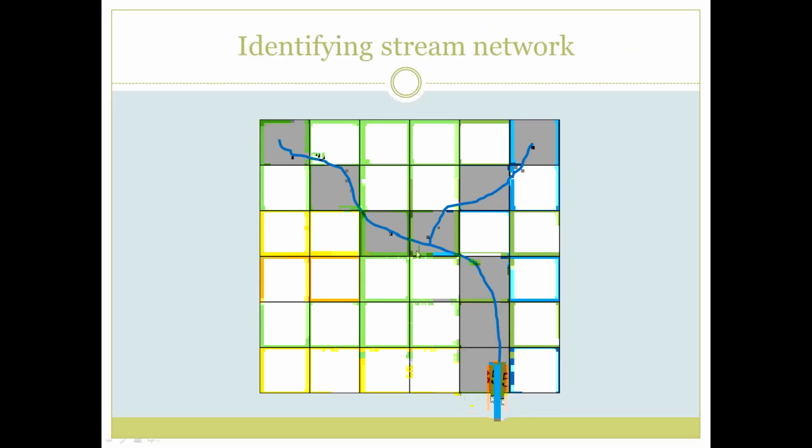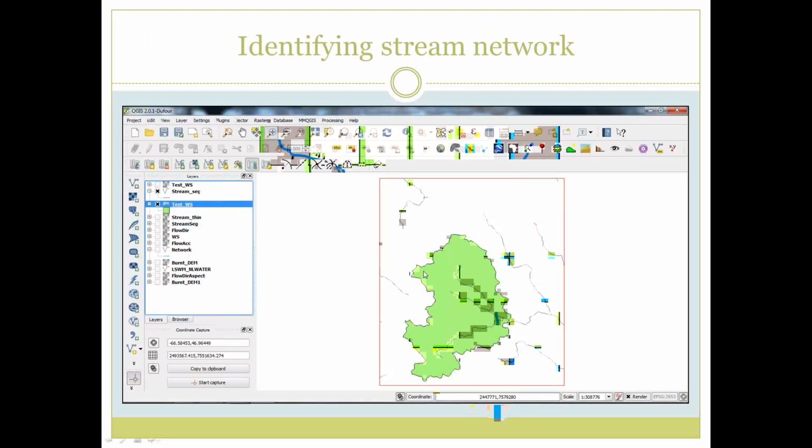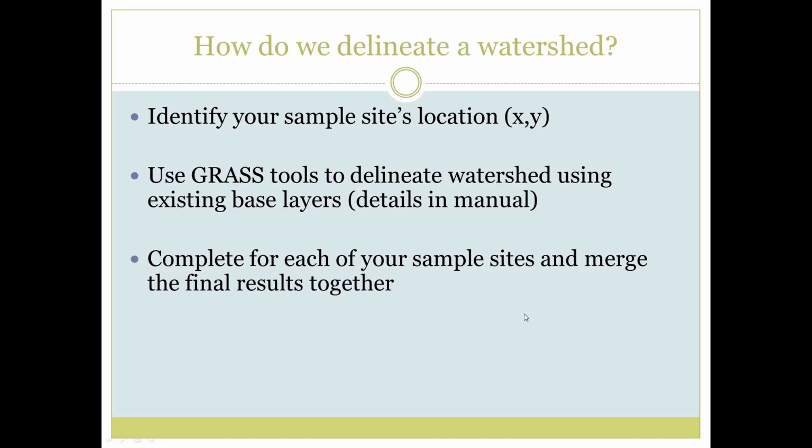And these details are provided in the manual, which I'll show you in a second, which will be freely available online. I just don't have time to go through step by step all the processes right now. And so you end up, after you've run your watershed, we've managed it, our sample site is here, and it's delineated the upstream watershed for us.